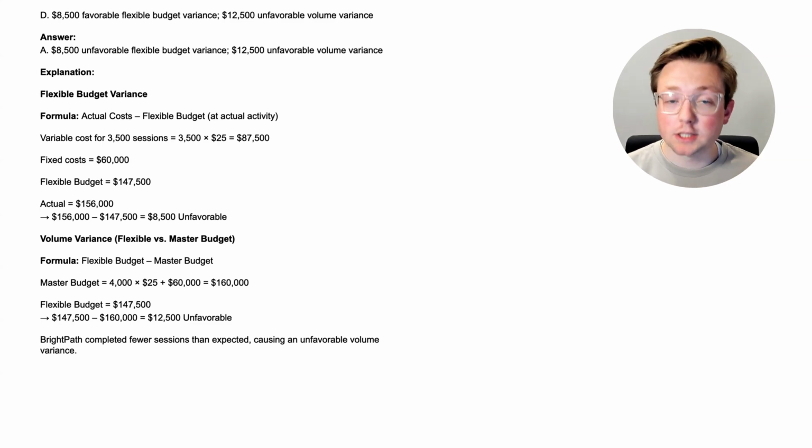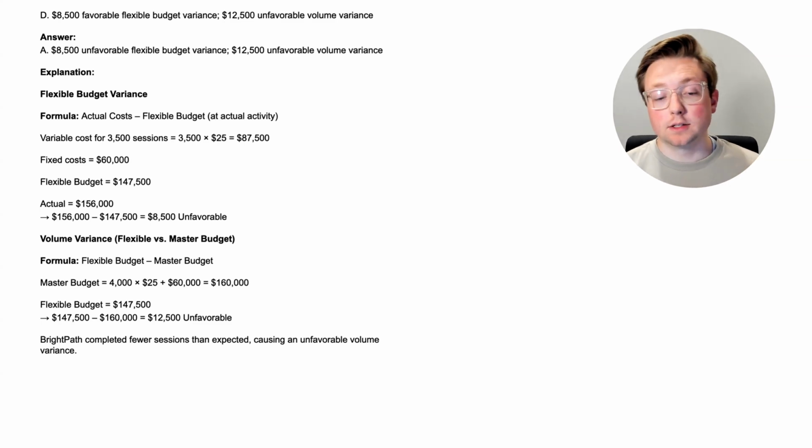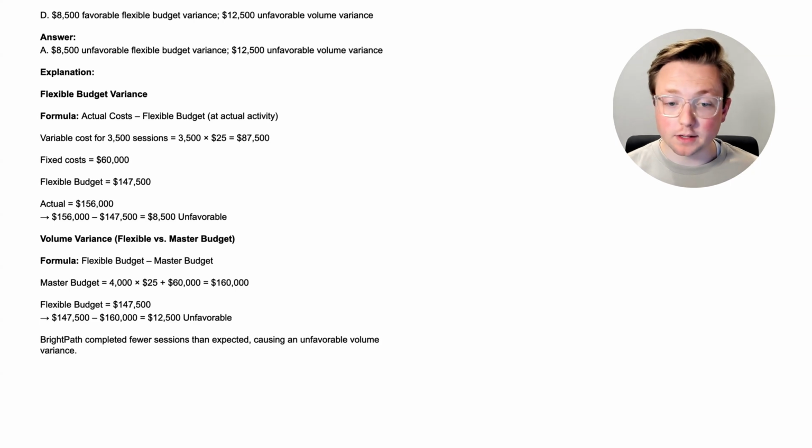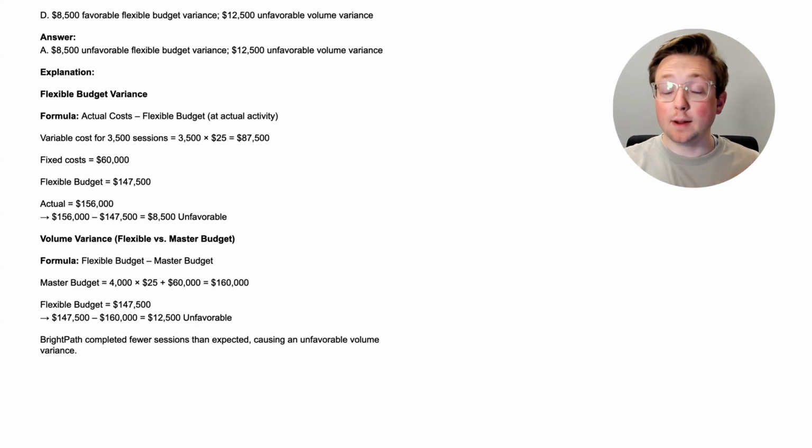The actual cost was $156,000. So $156,000 less $147,500, and that is an $8,500 unfavorable variance because they were over their flexible budget by $8,500. So the fixed costs weren't going to change, but the flexible budget portion did change because they only had 3,500 sessions compared to the 4,000 that they were planning on.